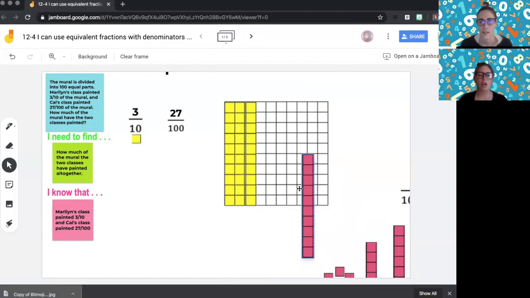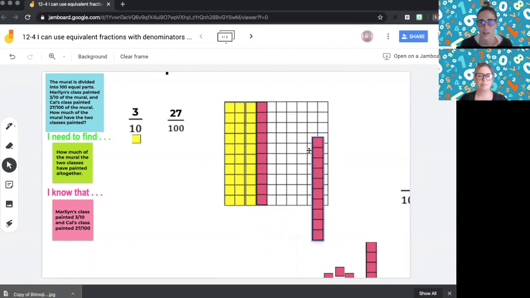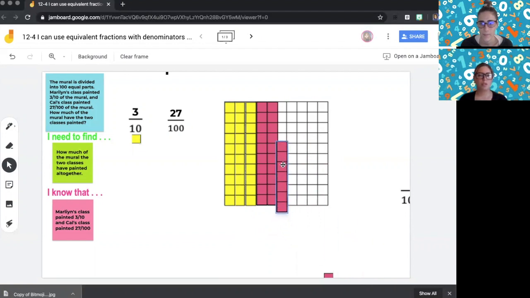Perfect. Let's do Cal's class, 27/100. So we can use unit cubes in groups of 10 for Cal's class. So 10, 20, 21, 22, 23, 24, 25, 26, and 27. Perfect. 27 hundredths.